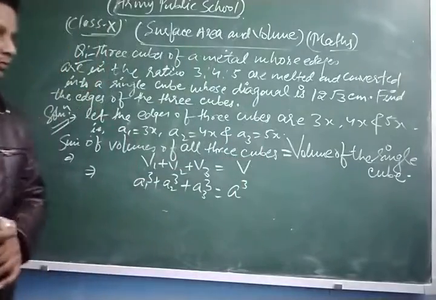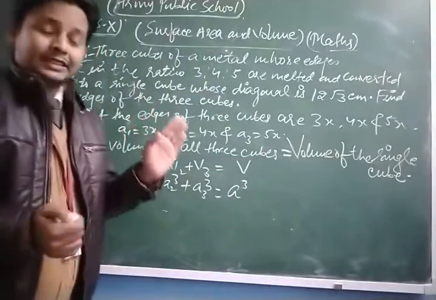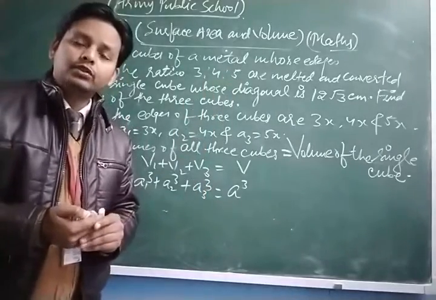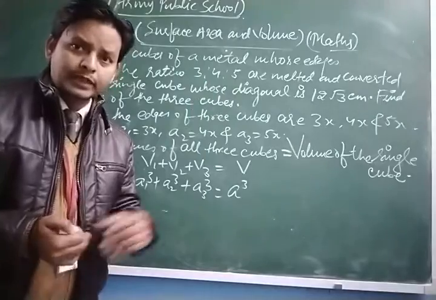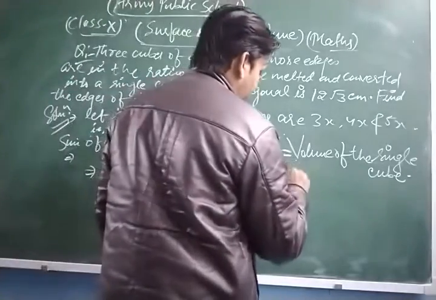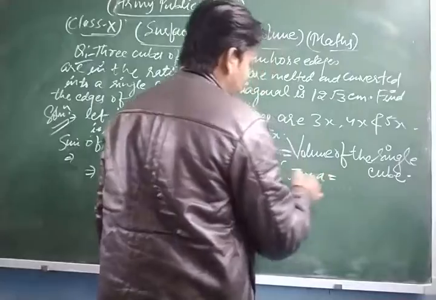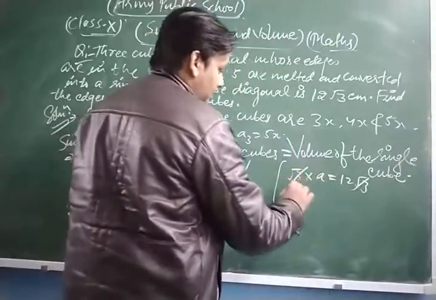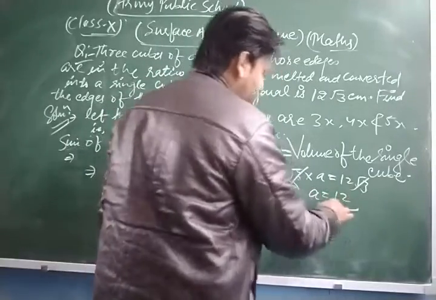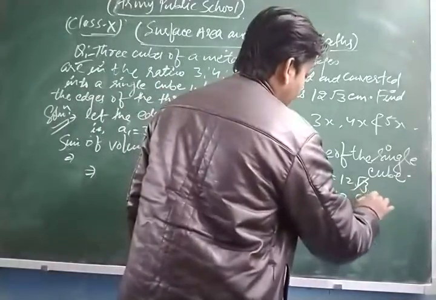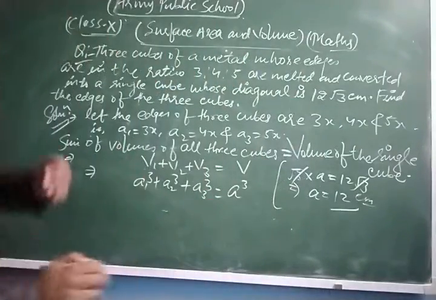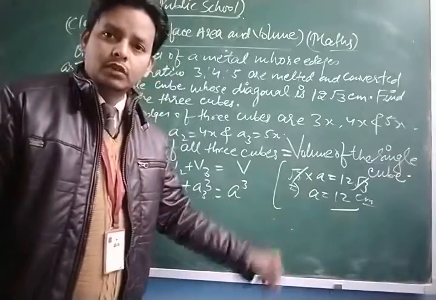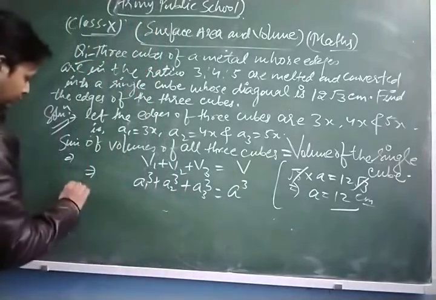But look, the side of the single cube is not given in our question, but its diagonal is given. And we know that if a is the side of the cube, then its diagonal will be root 3 into side. And root 3 into side is equal to 12 under root 3. Root 3 cancels on both sides. Thus, the edge of the single cube is 12 centimeter.